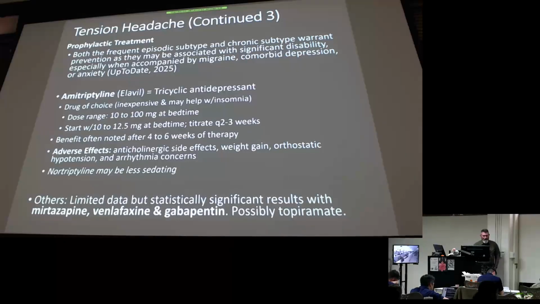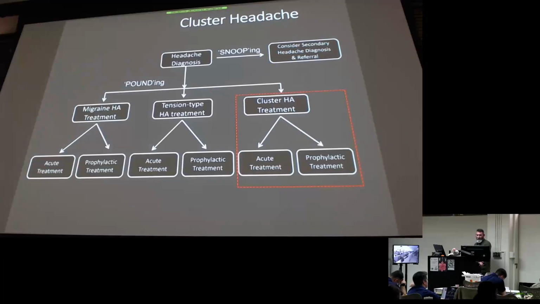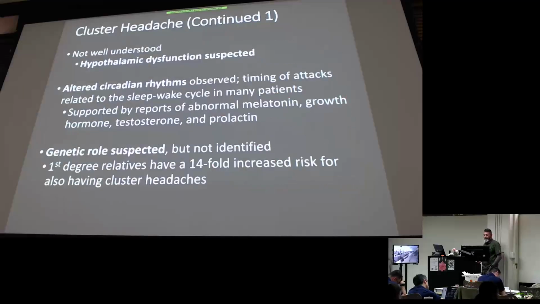Weight gain, orthostatic hypotension, arrhythmia concerns. You'll see amitriptyline and nortriptyline in this class. Nortriptyline may be your less sedating option. But know that amitriptyline, Elavil, is your prophylactic drug of choice for tension headaches. There's some others at the bottom, limited data, so I won't ask you about that, right? Easy for tension, straightforward. Now we move into cluster.